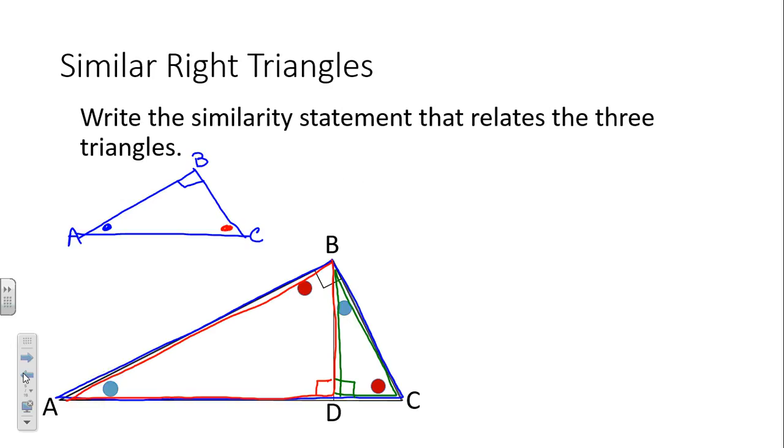You're going to have to be able to write a similarity statement. Now, not necessarily find the measure of those angles, but to find the similarity statement for them. And so we want to know triangle what is similar to triangle what is similar to triangle what. And we use the tilde instead of the congruent symbol. Okay? So here's our medium-sized triangle.